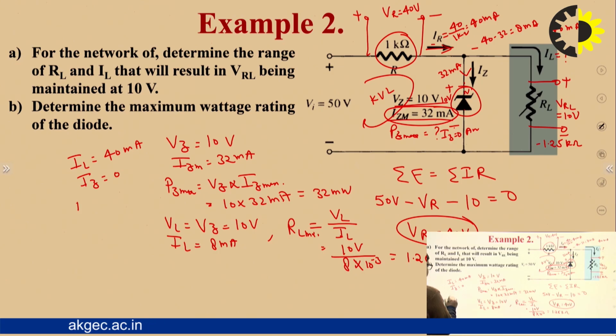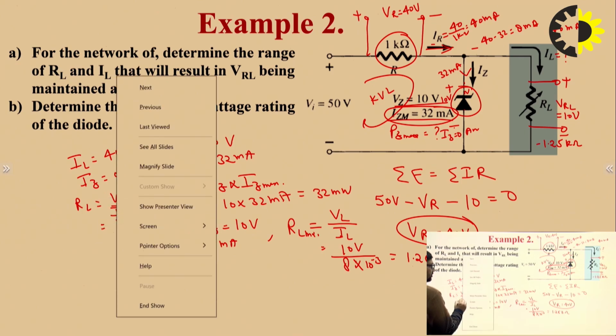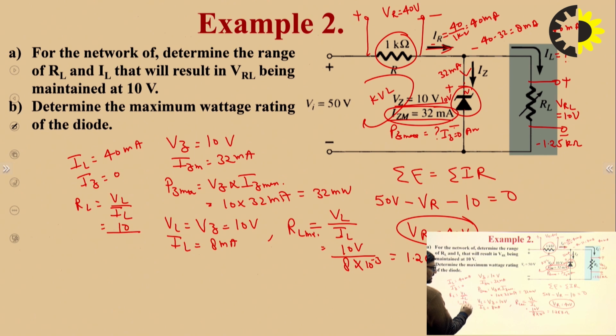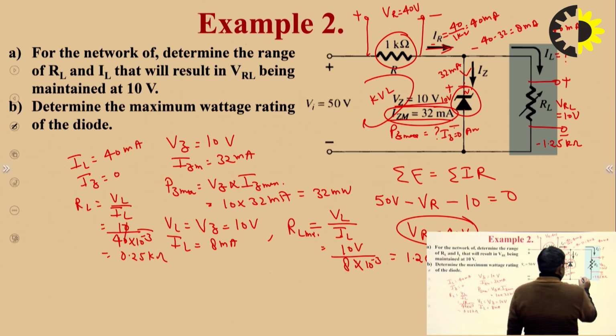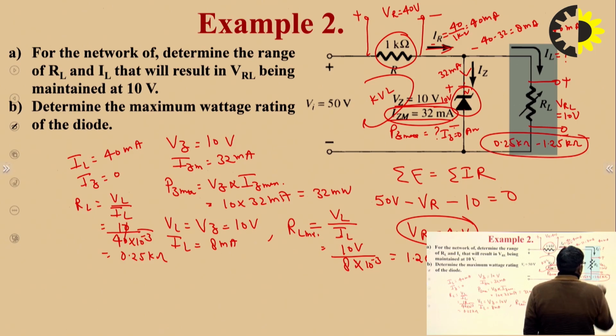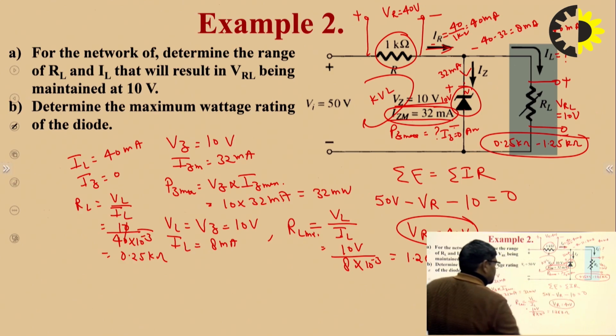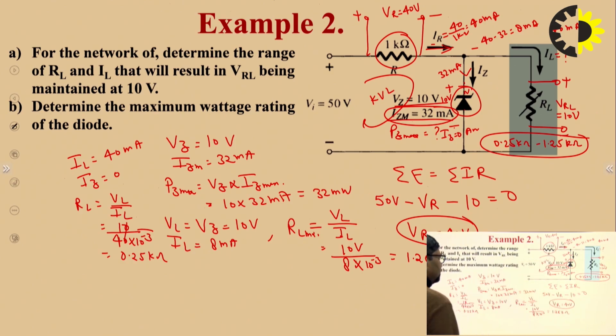So RL is equal to VL upon IL. VL, the load voltage to be maintained, is 10 volt, and IL is equal to 40 milliampere. So 10 upon 40 into 10 to the power minus 3, that means 0.25 kilo ohm. So the minimum value of that particular resistance is 0.25 kilo ohm. So the value of the load resistance lies from 0.25 kilo ohm to 1.25 kilo ohm.